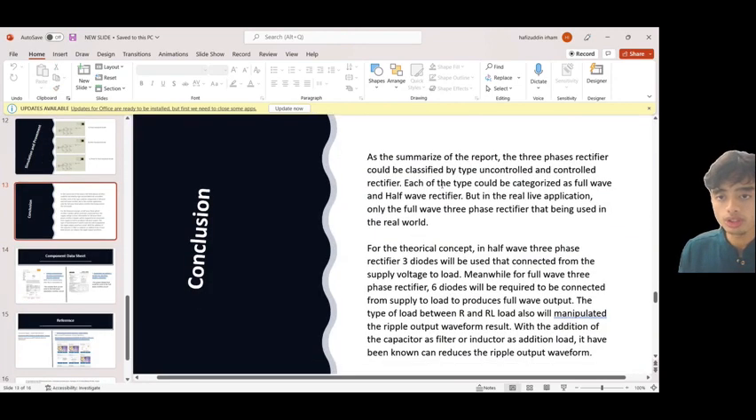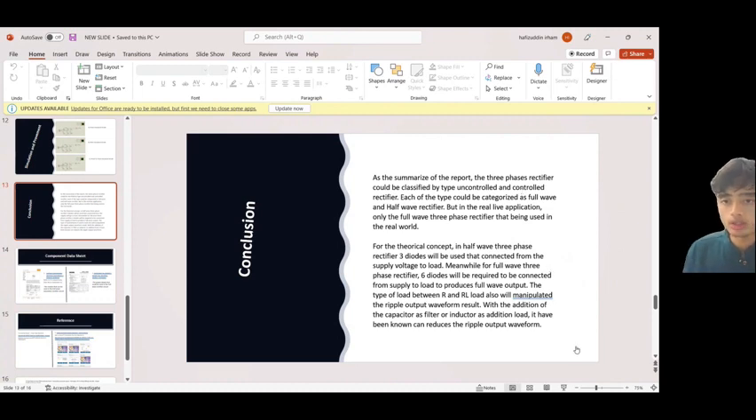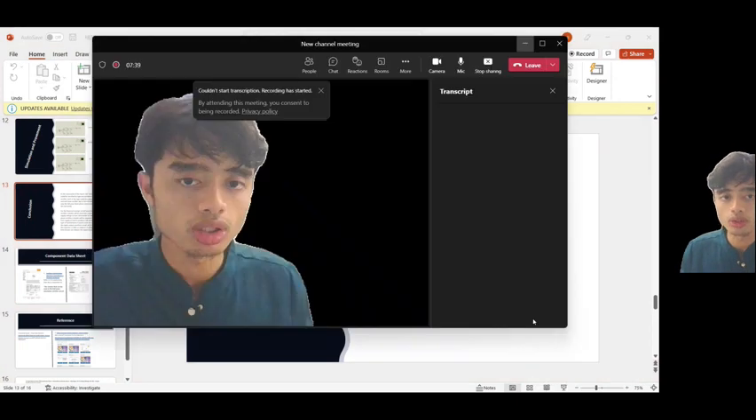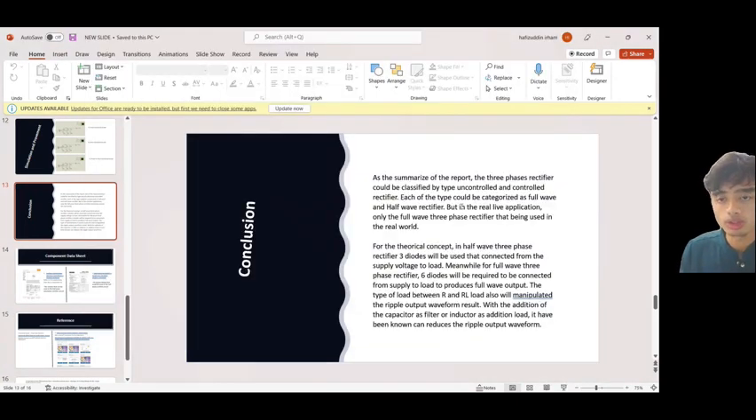So the conclusion that can be made from all of the report that we have made, as a summary of the report, is that the three-phase rectifier could be classified by type as uncontrolled and controlled rectifier. Each type could be categorized as full wave and half wave rectifier. But in real life application, only the full wave three-phase rectifier is used in the real world.